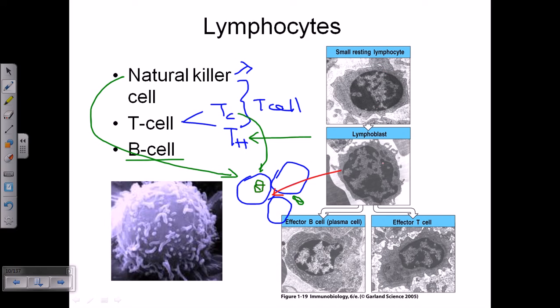This lymphoblast can give rise to two different cells: effector T cells and plasma cells. B cells are also called plasma cells because B cells can be converted into plasma cells during maturation.